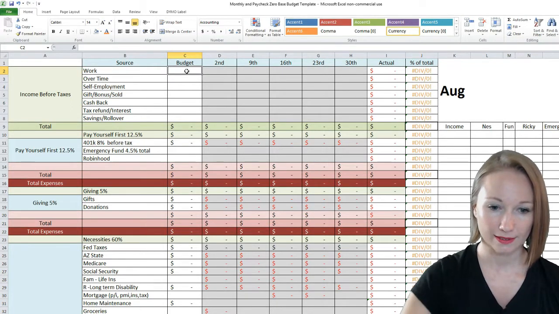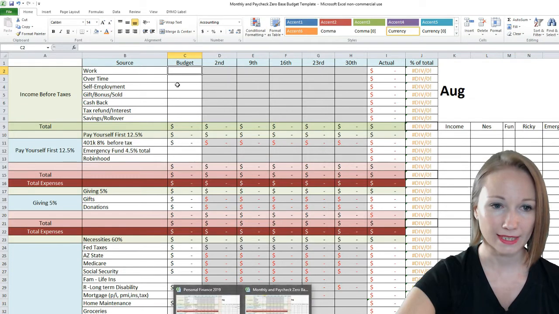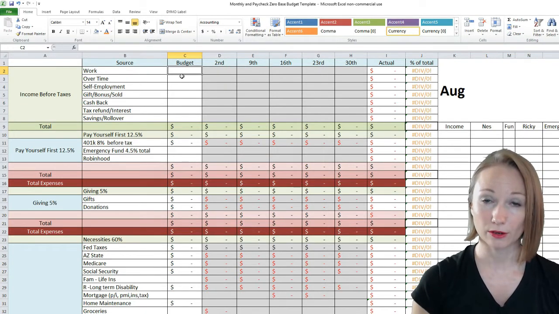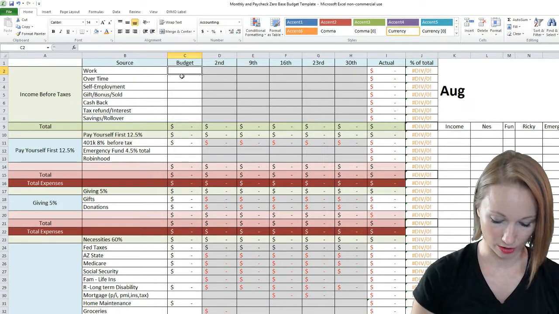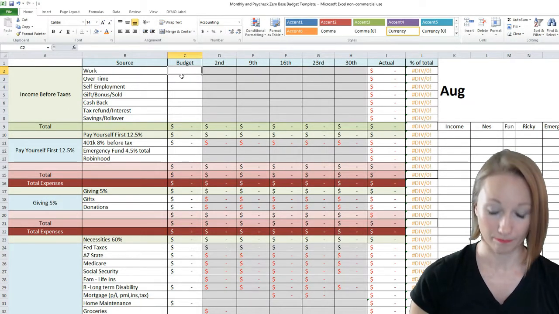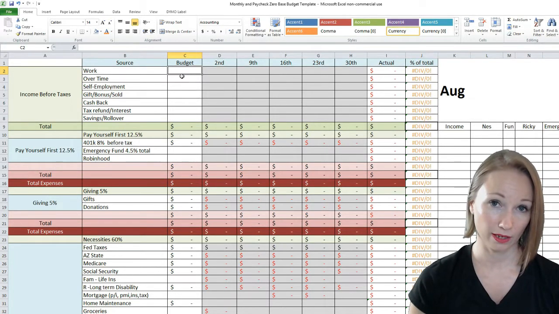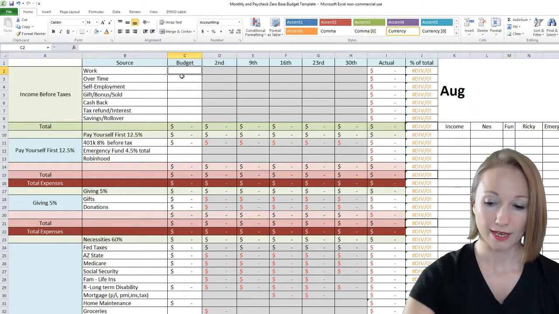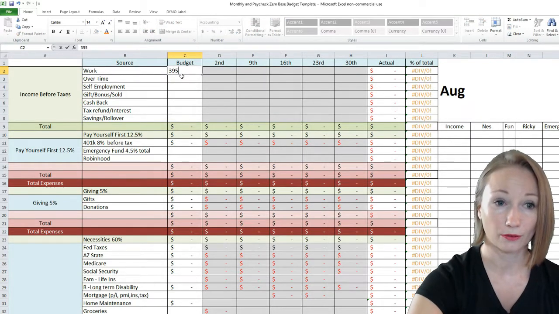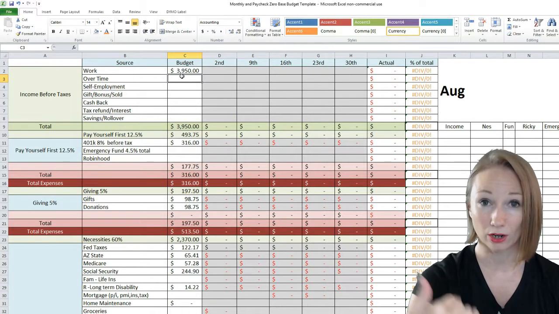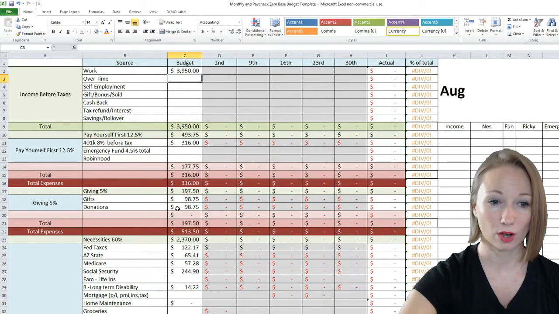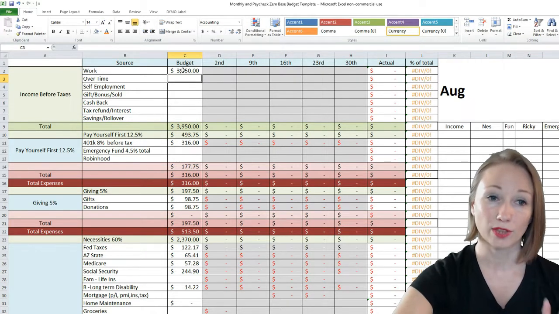So for my husband, his base pay is 40 hours a week, and he makes $19.75 an hour, right? So it's $790 a week. So I could either just do my own math on my calculator and say 790 times 5 is 3,950, and I can plug it in here. As soon as I hit enter, or I hit the arrow down, you're going to see it's auto-populating some of this stuff. So that's one way to do it.